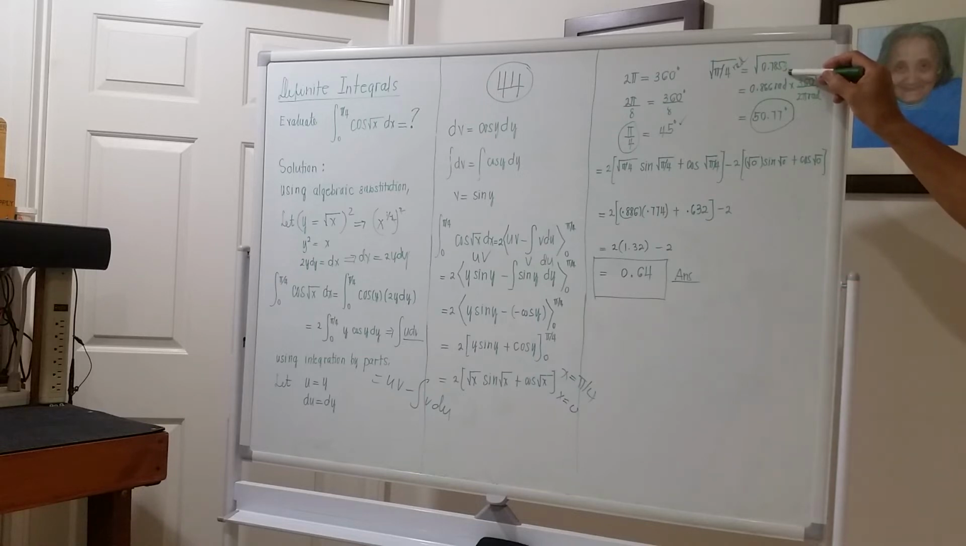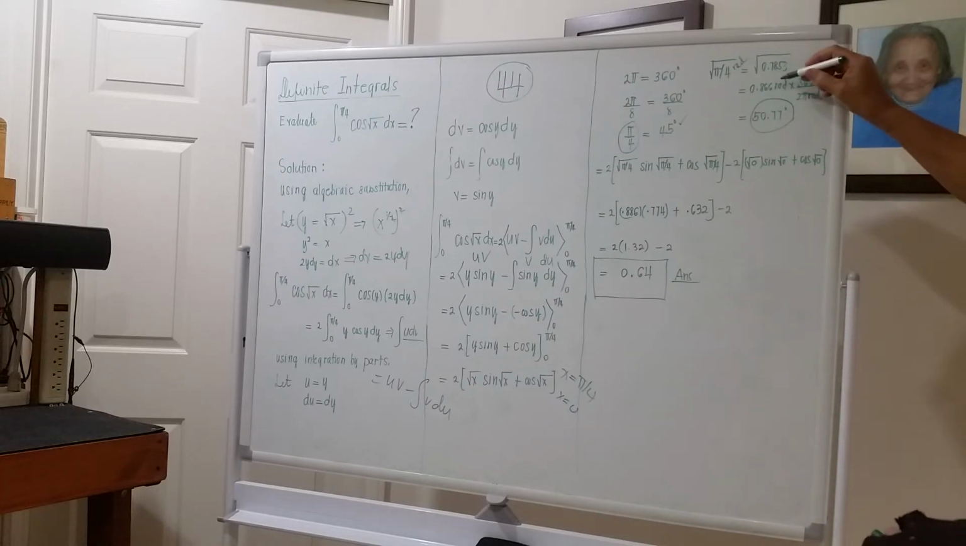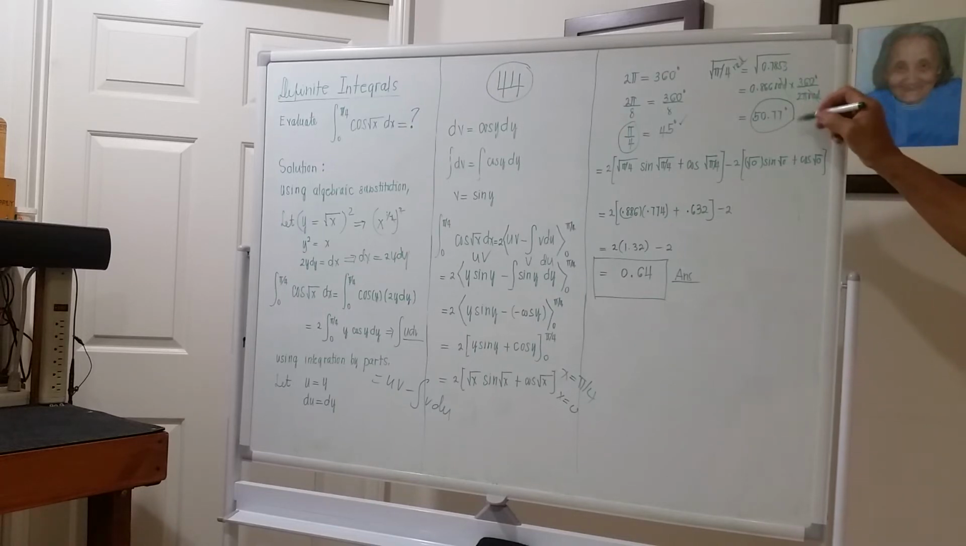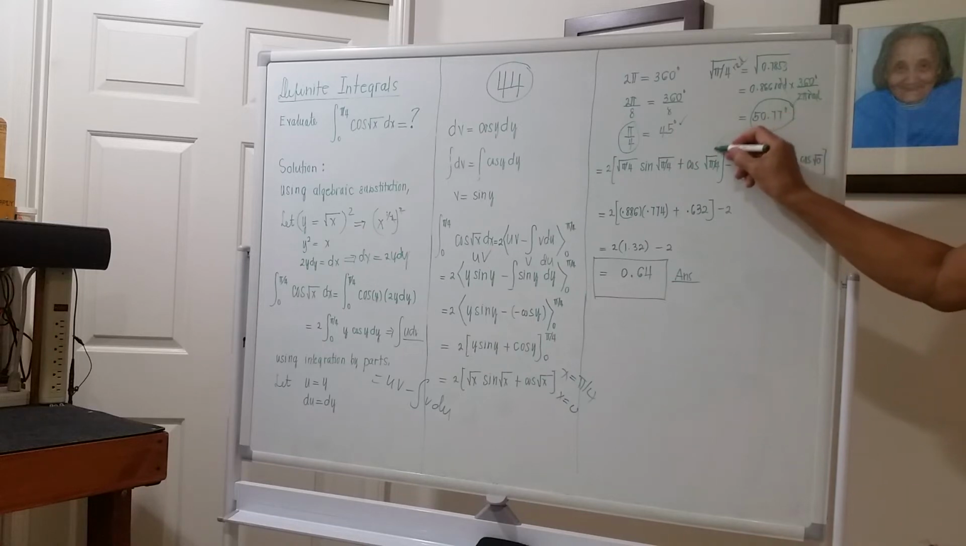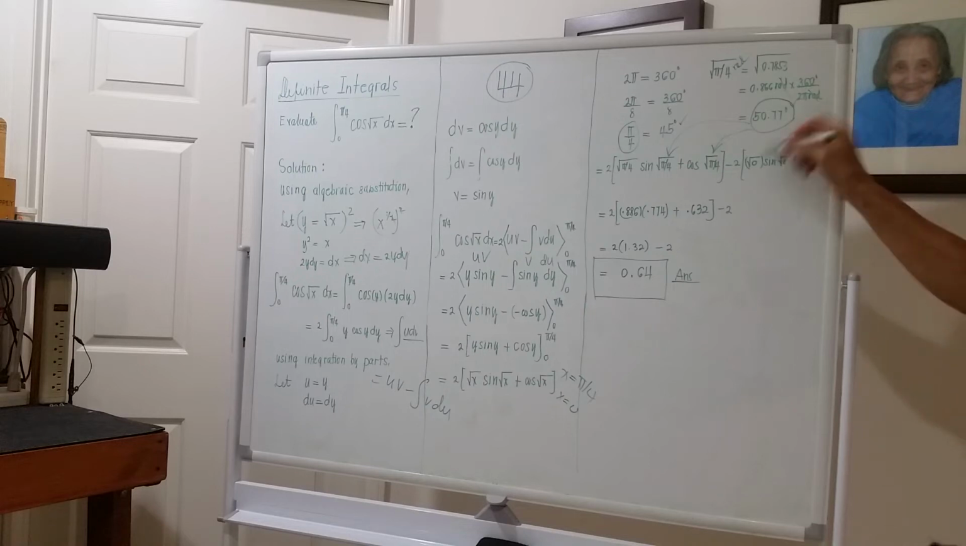How many degrees will that be? I'll just convert it times 360 degrees over 2 pi radians. Okay? Radians cancel. So, after multiplying by 360 over 2 pi, the square root of pi over 4 will be 50.77 degrees. This will be the one you will substitute here. Okay? So you don't commit mistakes.